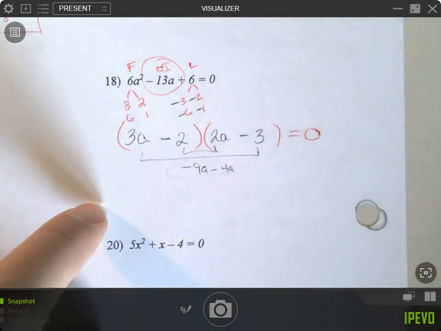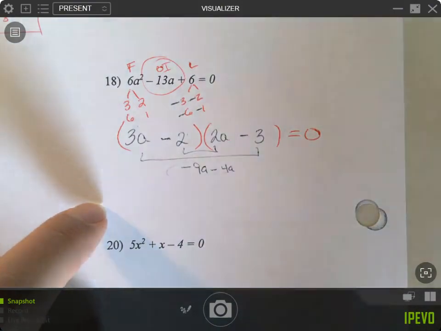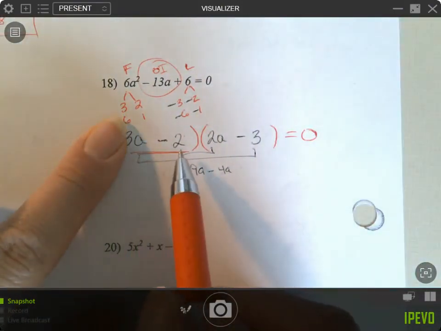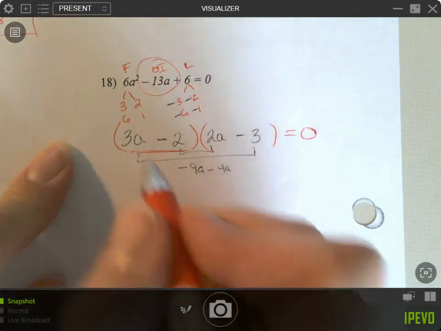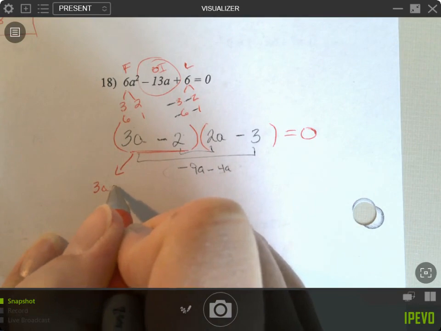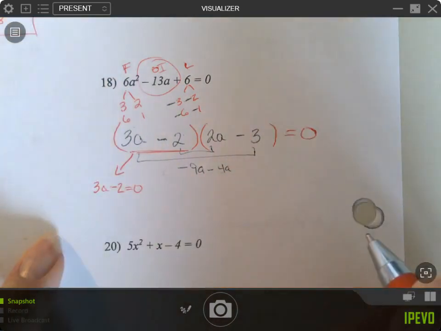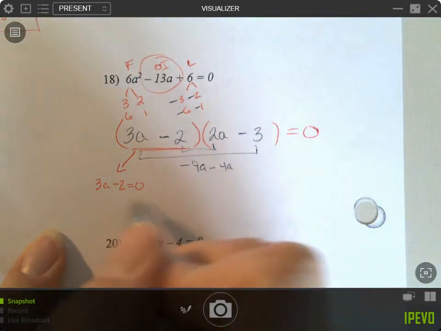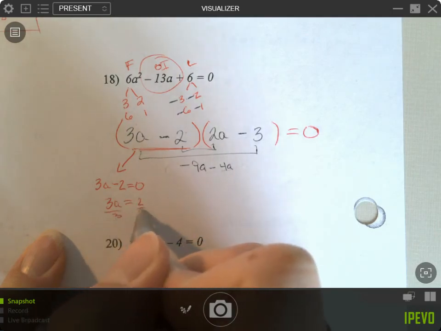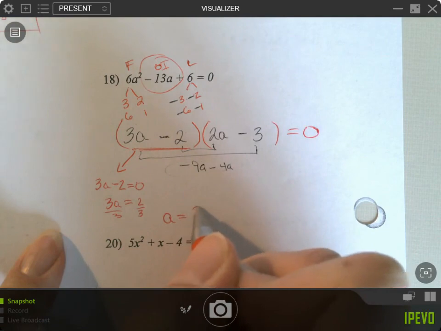Now, this is the one that we have to think a little bit more about. What would make this 0? Well, if there was no 3 here, the only thing that would make it 0 would be 2. But there's a 3 there. This is where it'd be positive 2/3. We take our 3a minus 2, set it equal to 0 off to the side. I would add 2 and then divide by 3. So that's where the 2/3 comes from.